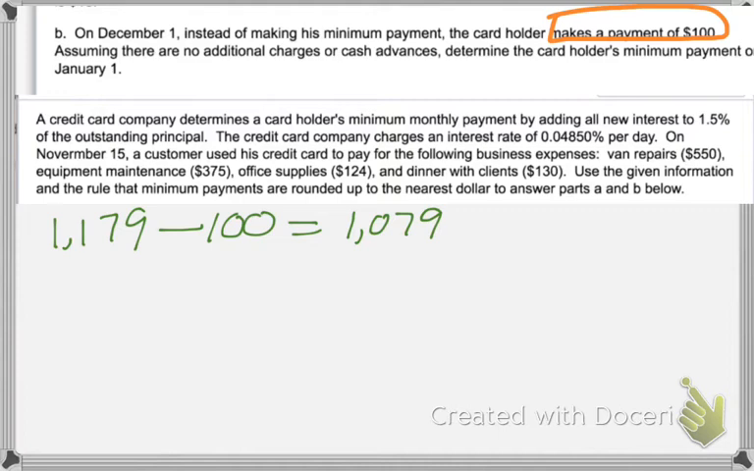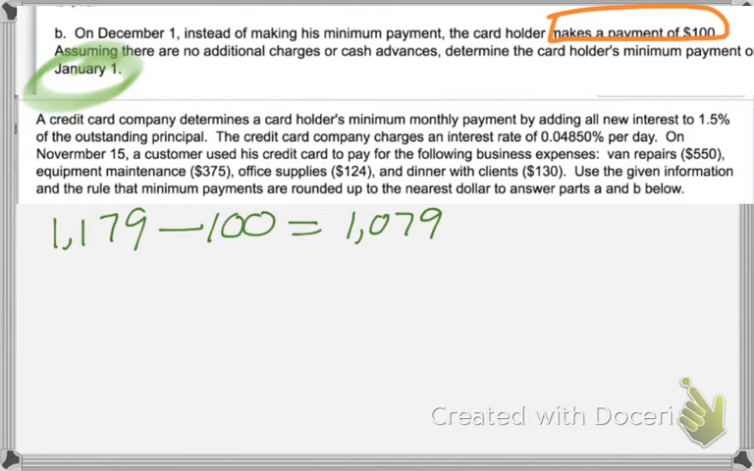And that is going to factor in to the minimum payment, because Part B is asking us, okay, next month, on January the 1st, what is the credit card company going to ask him for as a minimum payment? The way that most credit cards operate, not all, but most, is that one of the things that factors into your minimum payment is the amount of interest that you accrued over the course of that month.